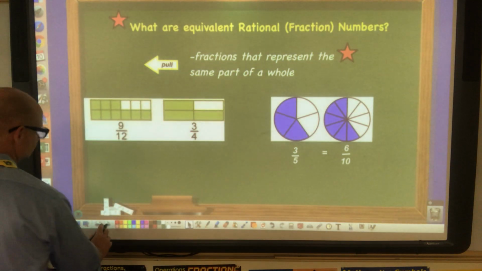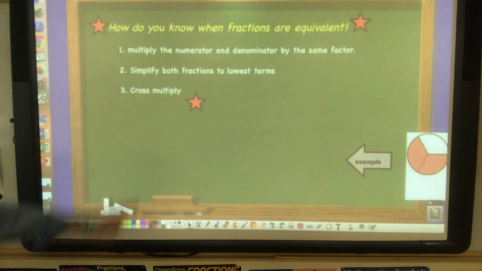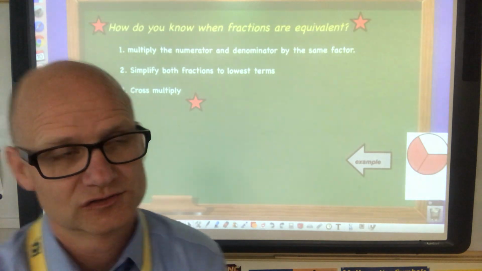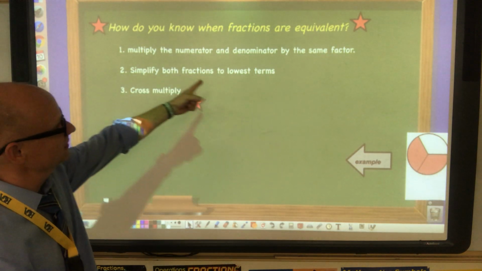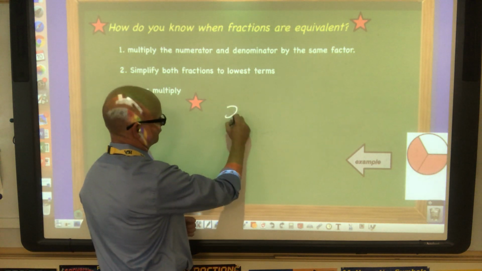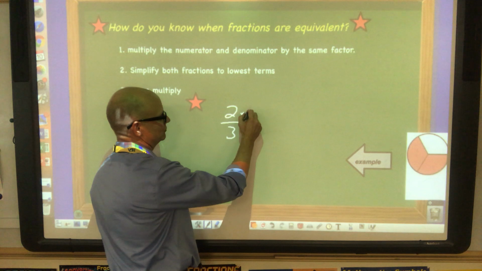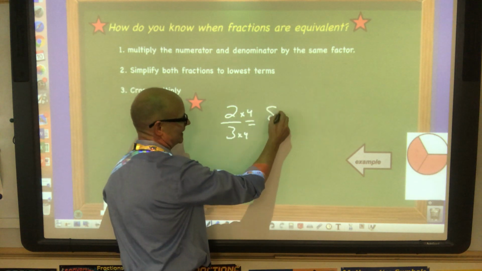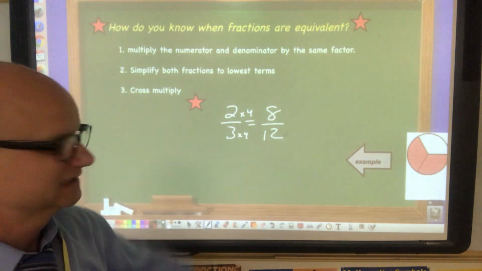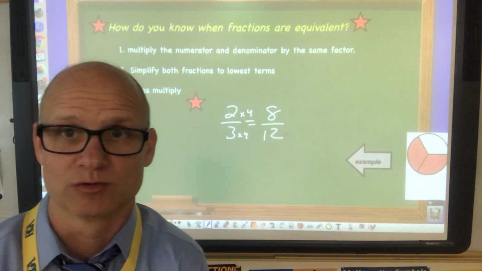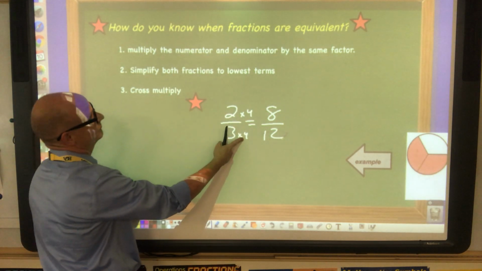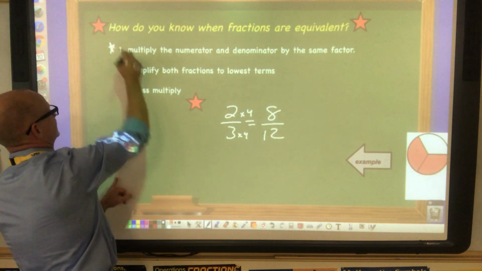Good. Then the next thing I want you to write down is, how do you know when fractions are equivalent? Well, there's a couple ways of knowing. So, number 1, you can multiply the numerator and denominator by the same factor. For example, if I have this fraction, 2/3, if I multiply my numerator and my denominator by the same number, I get an equivalent fraction. 2 out of 3 is the same part of the whole as 8 out of 12. How do I know that? Because I multiplied the numerator and denominator by the same factor. That's number 1. Write that down.